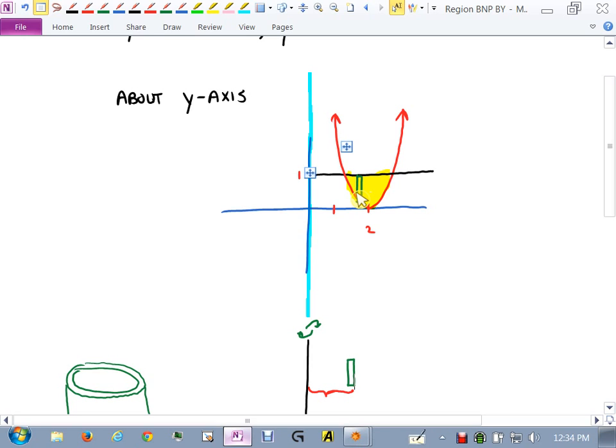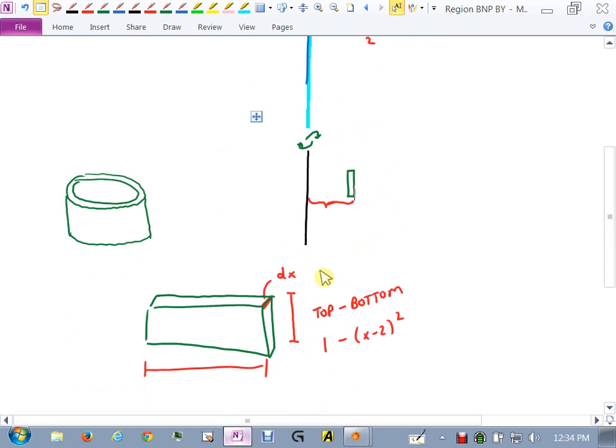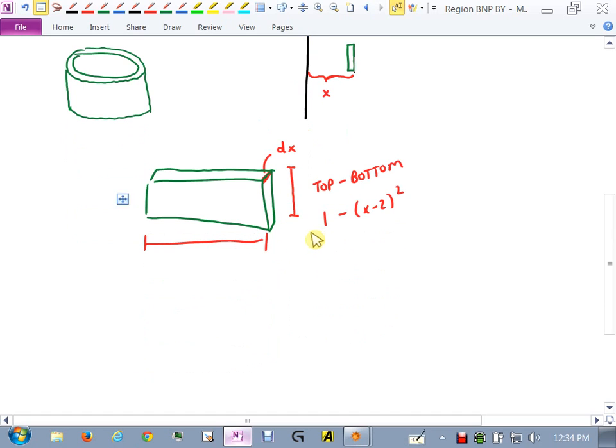What is x going to vary between in this integral? Between 1 and 2. So what we're saying is this distance right here, x, is our radius. And so this becomes the circumference, which is 2 pi r. So for us it would be 2 pi x.